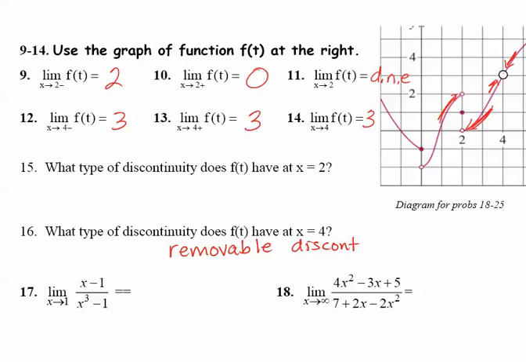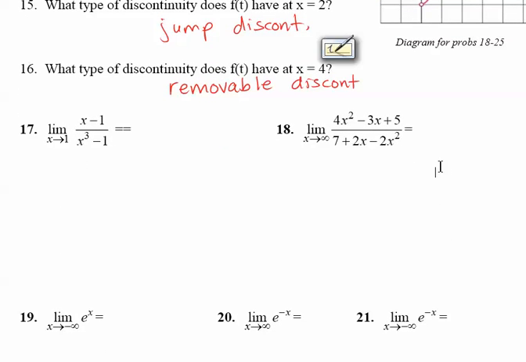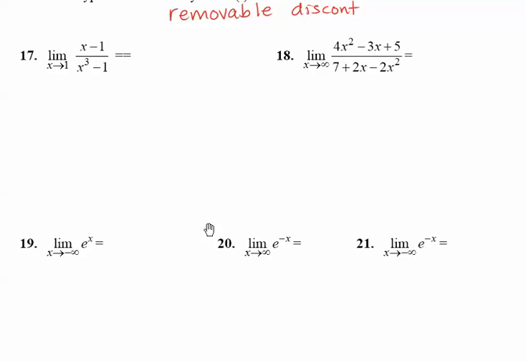And at 2, in order for those little guys coming down the highway to shake hands, they'd have to make a big jump. That's called a jump discontinuity. So the limit exists at a removable discontinuity, but the limit does not exist at a jump discontinuity. All right, let's see if we can speed it up here now for some practice.